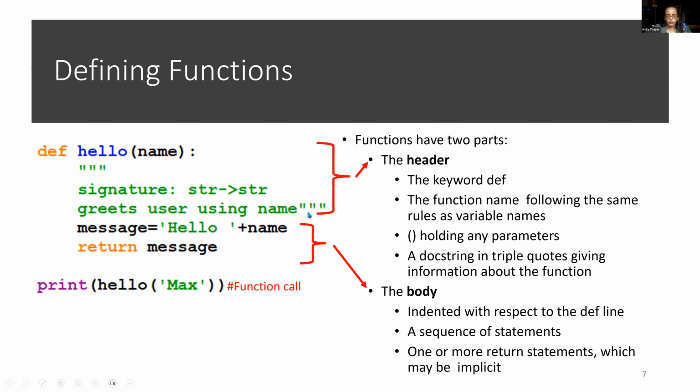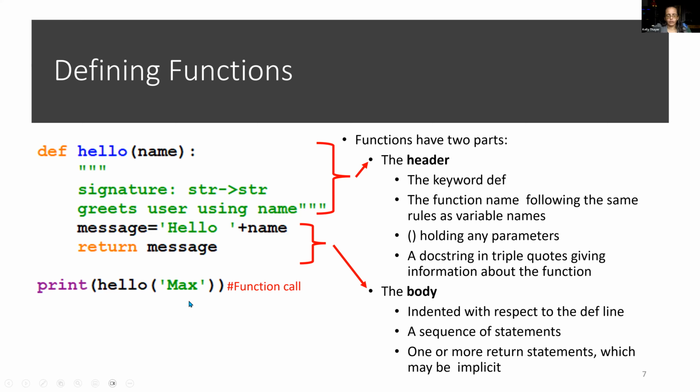this here, which is the green part, known as the doc string. That stands for documentation string. And this will include any information about the function. It will include the signature, which tells the type of the input and the type of the output. And then it also explains what the function does. This one greets the user using name. So here we're going to set a variable called message, and that's going to equal hello, concatenated with the name, which came from this right here. And then it will return the message.